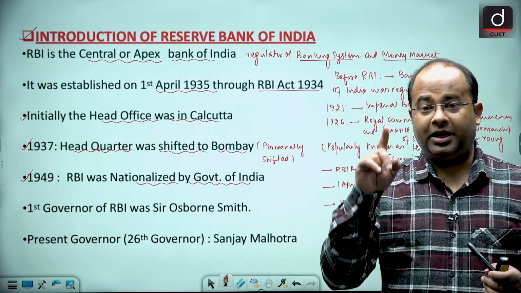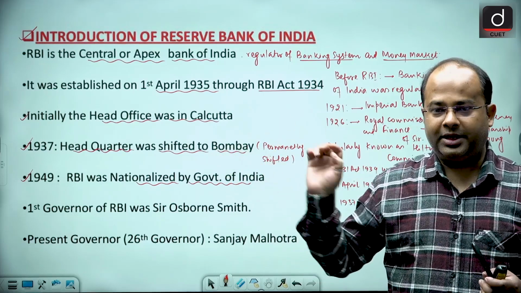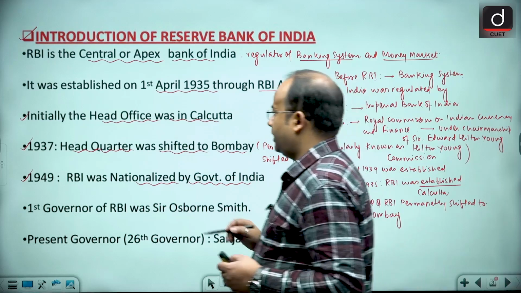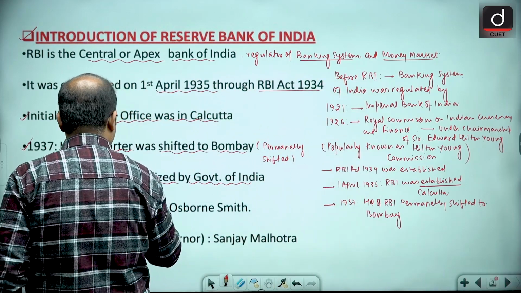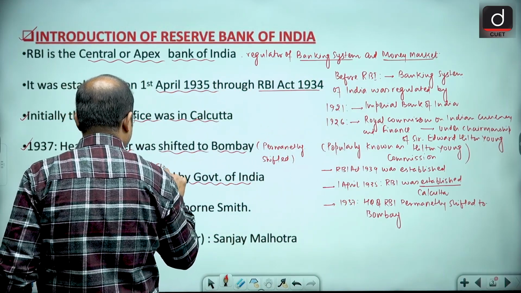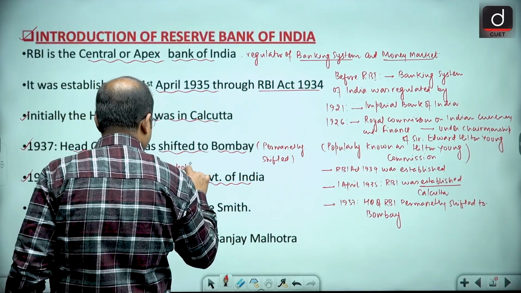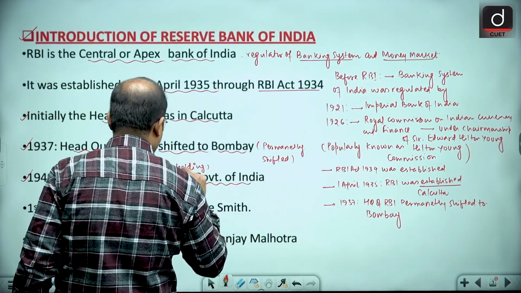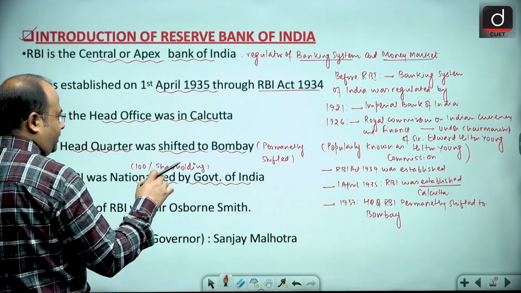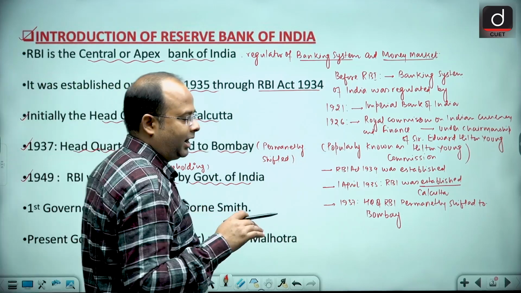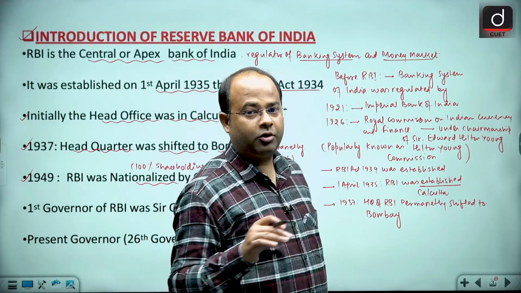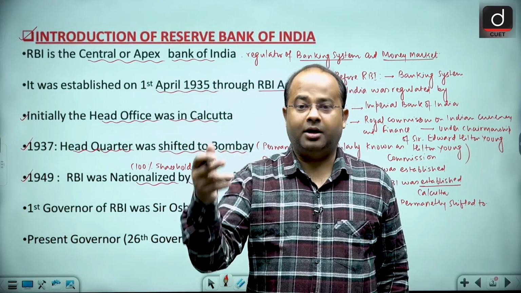But in RBI, 100% shareholding is held by Government of India. Therefore, it is completely nationalized. And other than RBI, the 100% shareholding of Government of India is in NABARD as well.